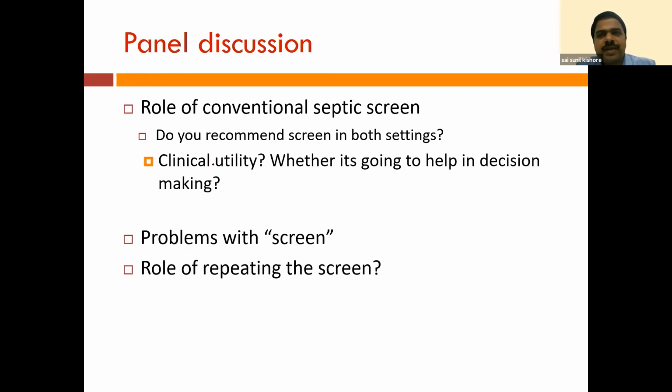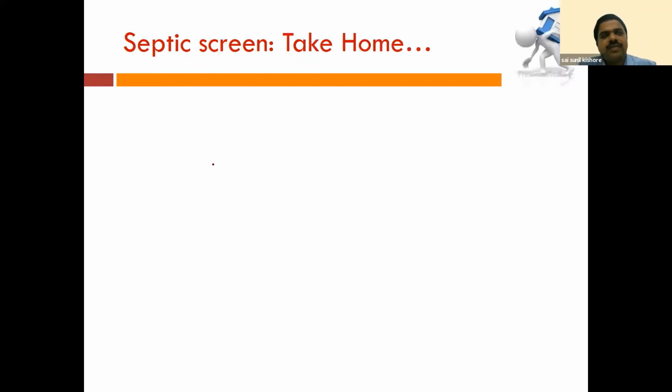So sometimes, if you are doing it quite early in the course of the sepsis, it can be falsely negative, or in case of early onset sepsis, in the first few hours it can be negative, and if you repeat after 12 hours, 24 hours, it may come positive. So now comes the next question: is there any role of repeating the screen? Usually, if the first screen is negative and the clinical suspicion of sepsis is strong, then we repeat the septic screen after 12 to 24 hours to see whether the parameters will turn positive. If it is positive, then you will take decision accordingly.